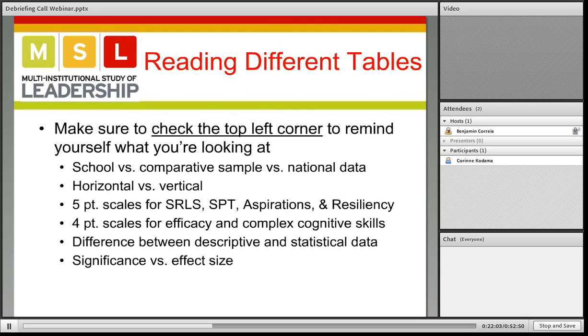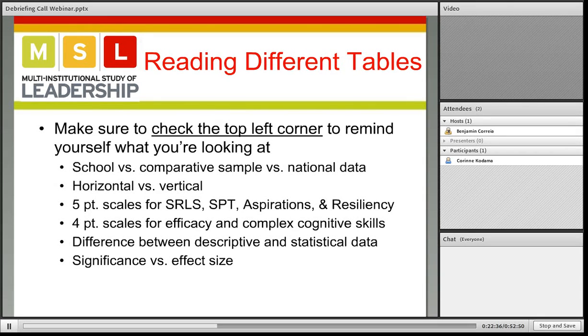The other thing to consider is the difference between significance and effect size. When you're working with large data sets, such as the MSL, often when you do these kinds of quantitative analyses, a lot of significant things show up because there are so many people in this data set. It's likely that there's going to be a difference somewhere. So we've also included effect size on many of the tables. The effect size tells you whether that significance is meaningful or not. So it's sort of the next step from significance.